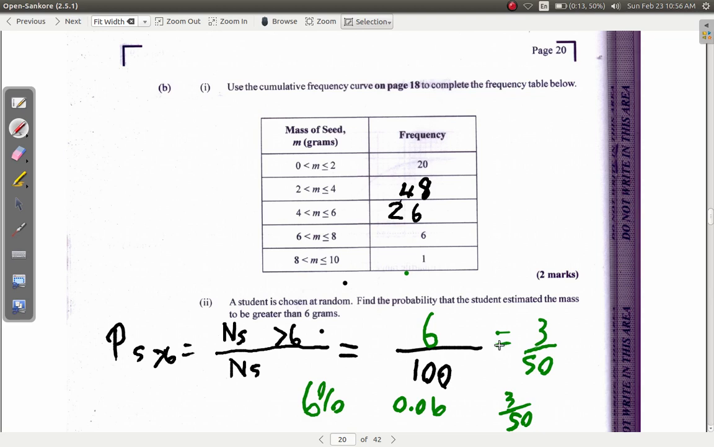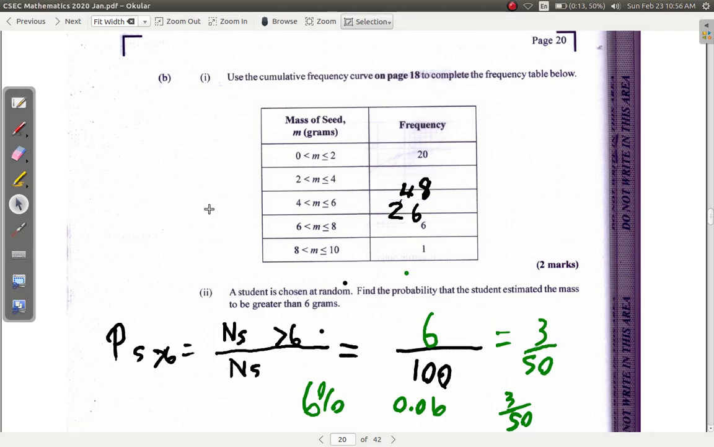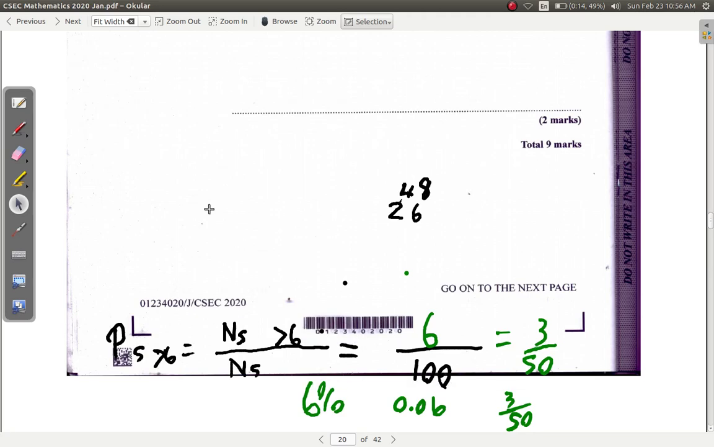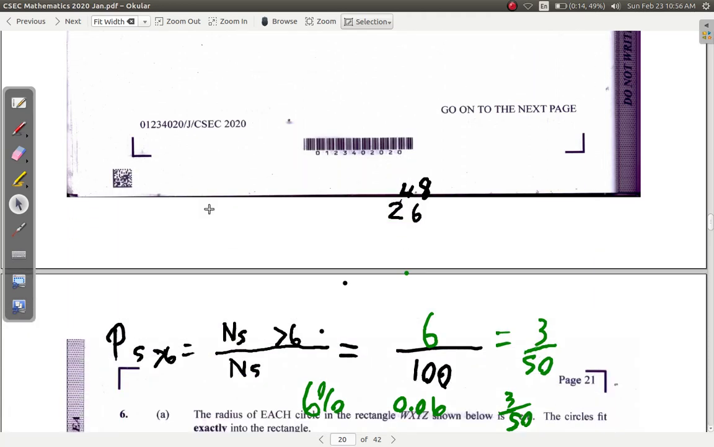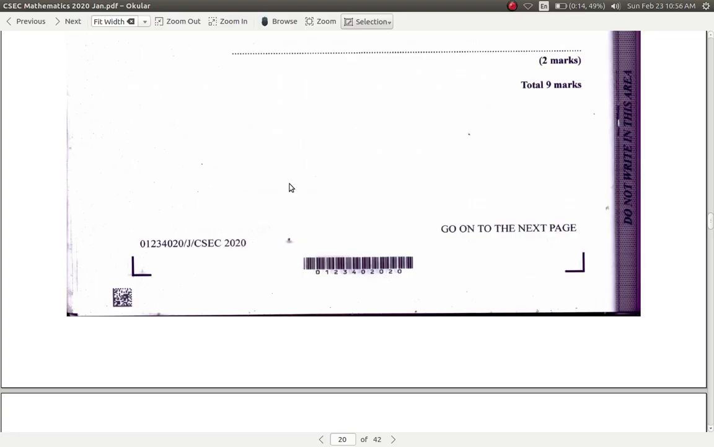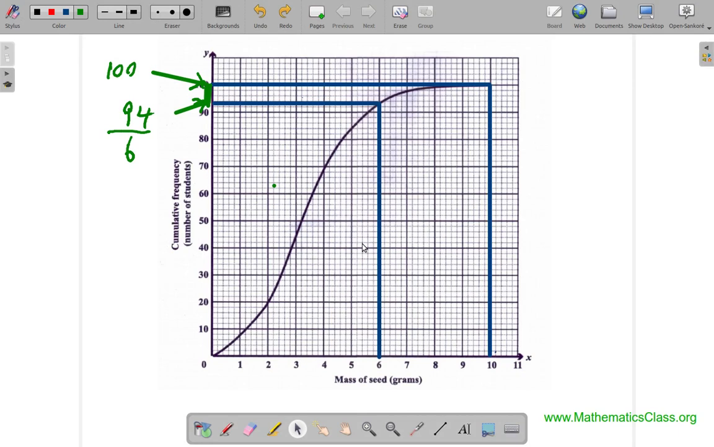So let's see what else is happening in this question. Oh, the question is finished. It says total 9 marks. All right.